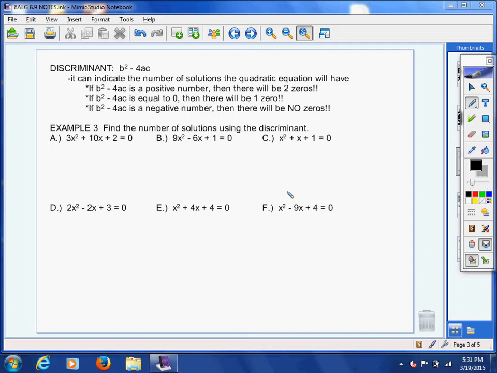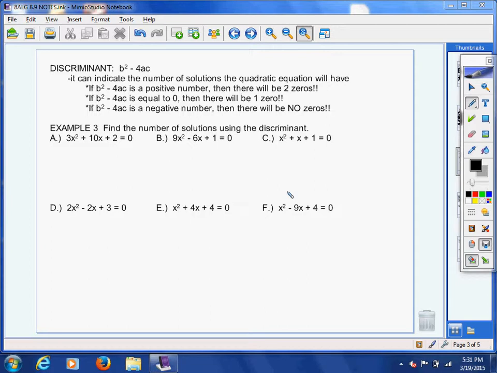For 8.9 example 3, I can finally teach you about the discriminant, which is the part of the quadratic formula that's under the radical, the b squared minus 4ac. This is very, very useful information. It can tell you the number of solutions you're going to have before you even actually finish solving the problem.